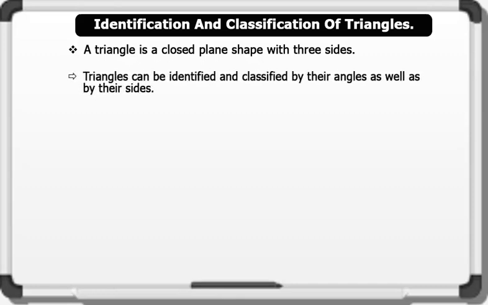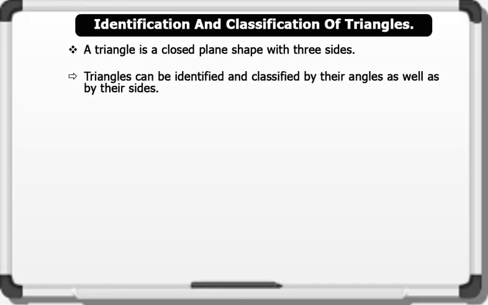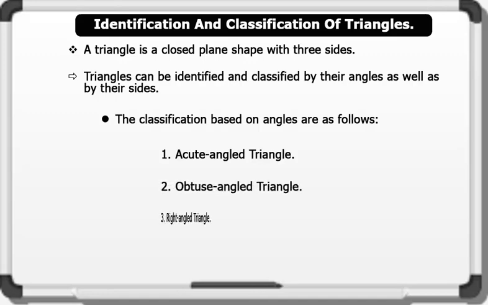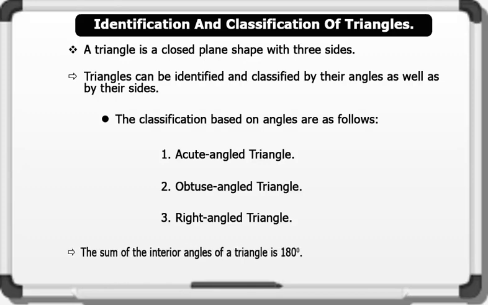Identification and classification of triangles. A triangle is a closed plane shape with 3 sides. Triangles can be identified and classified by their angles as well as by their sides. The classification based on angles are as follows: 1. Acute angle triangle. 2. Obtuse angle triangle. 3. Right angle triangle. Note that the sum of the interior angles of a triangle is 180 degrees.